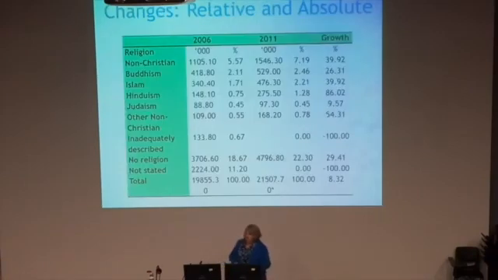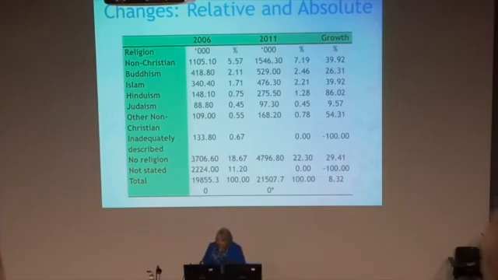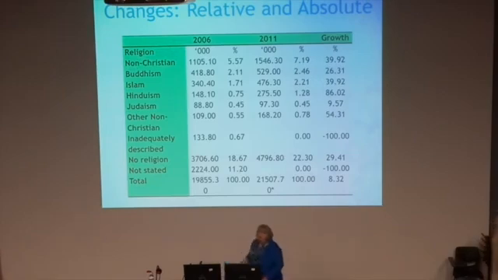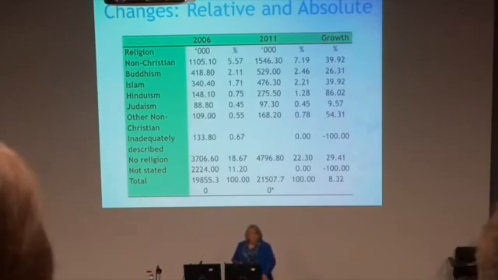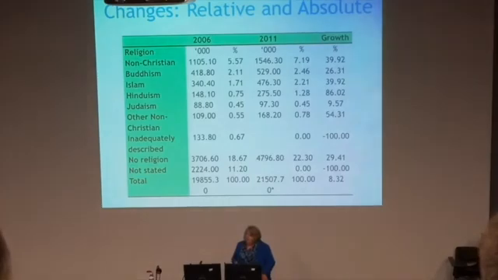And that's what I want to deal with now, by having a little bit of a look at our non-Christian and no religion category between the 2006 census and the 2011 census. The example that I want to use to start with is Buddhism. You can see here, in 2006, there were 418,000 Buddhists in Australia. That made up approximately 2.11% of the population.